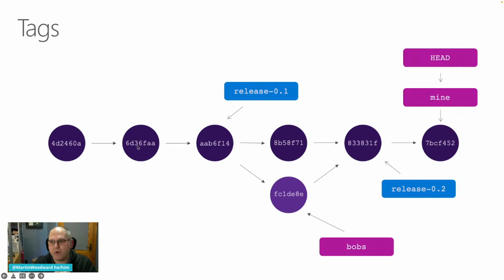So I'm going to roll my head. I'm going to make it point to 6D36FAA. So my local file system is going to look like it did at this point in time here. And you look at it and you think that's great. And then you forget you were just looking and you start editing.